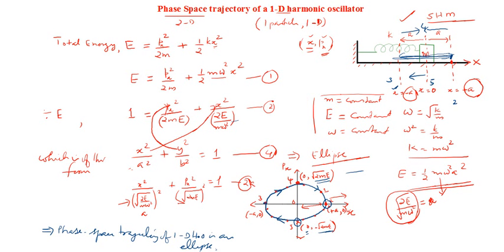Okay, that is why we say that the entire microscopic information regarding the dynamical system is actually hidden in, or can be represented by, a simple plot, what you call phase space, which is spanned by the coordinates and momenta of each of the particles which constitute the system. Okay, so that's about the phase space trajectory of a one-dimensional harmonic oscillator.